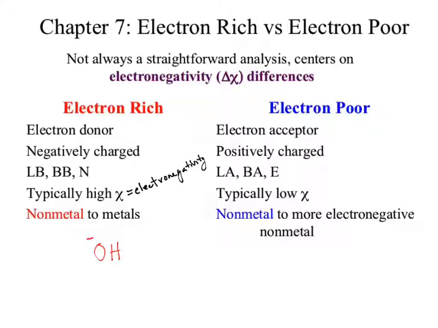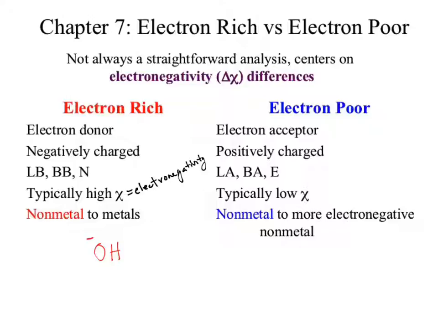Okay? The electron poor atoms. These are electron acceptors. They're typically positively charged because they don't have any electrons. They must be positive. These are Lewis acids, Bronsted acids, and electrophiles. They are typically low in electronegativity, okay? Like hydrogen. Oh, hydrogen was a Bronsted-Lowry acid. Okay? They're generally electron poor because they've lost all their electrons. Okay? They're bound to something that takes the electrons away.